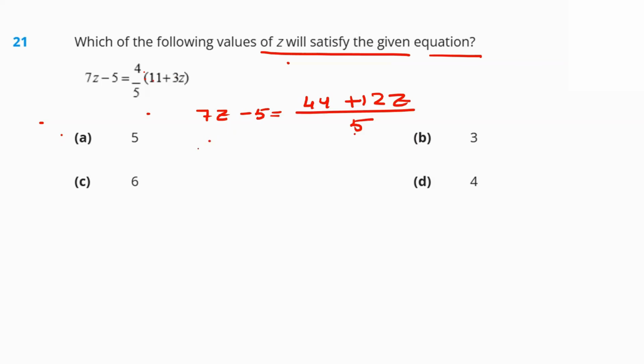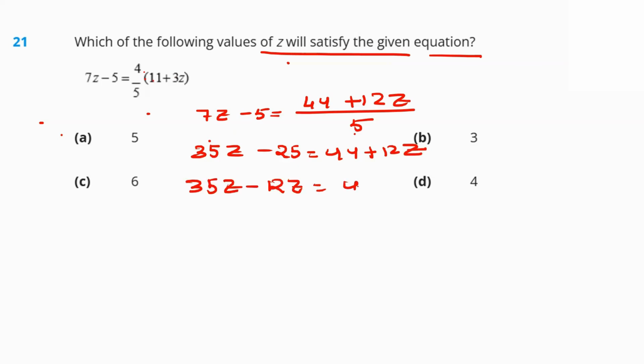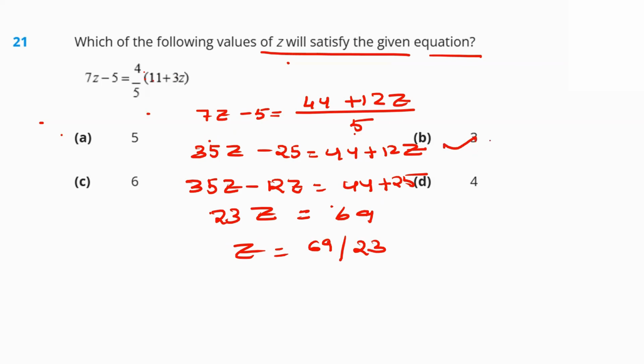Now bring the 5 on this side. That becomes 10 fives are 35Z minus 5 fives are 25 is equal to 44 plus 12Z. Bring the Z's on one side. 35Z minus 12Z is equal to 44 plus 25. 35 minus 12 is 23. Z is equal to 44 plus 25, which is 69. So Z is 69 divided by 23. That's 3 as the answer.